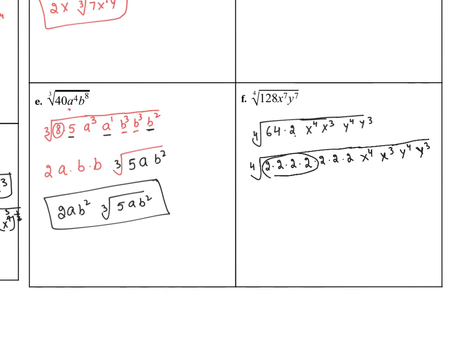This makes a group of 4. One of the number comes out. 4 and 1 over 4 cancel. One of the x comes out. 4 and 1 over 4 cancel. One of the y comes out. Inside you're left with the 4th root of 2 times 2 times 2, x to the power 3, y to the power 3. So the final answer is 2xy, 4th root of 8x cubed y cubed.